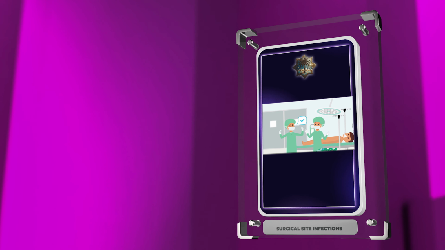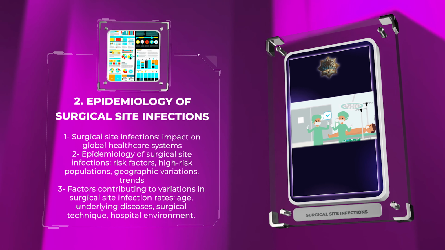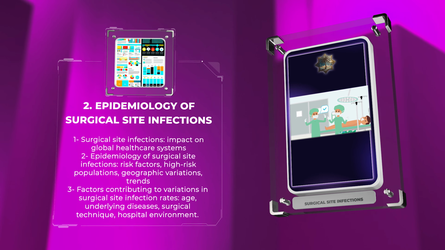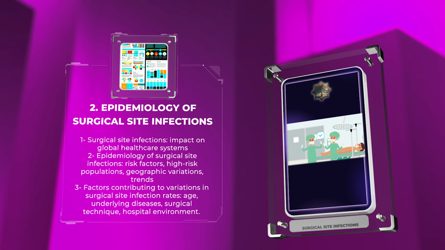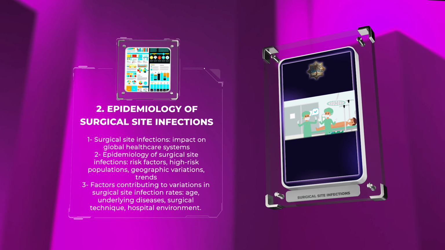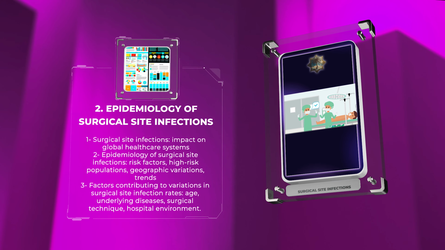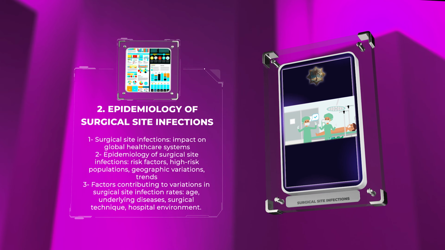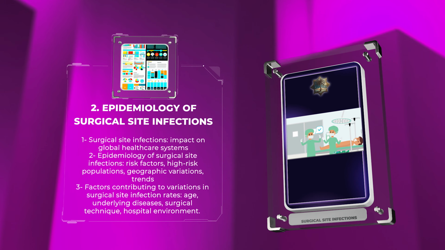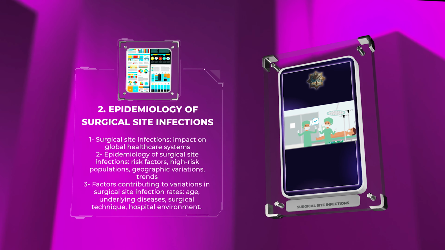Surgical site infections have a significant impact on global healthcare systems. Understanding the epidemiology of these infections is essential for healthcare professionals to develop effective preventive and management strategies. Epidemiological data help identify risk factors, high-risk populations, geographic variations, and trends in SSIs. Factors such as age, underlying diseases, surgical technique, and hospital environment contribute to variations observed in surgical site infection rates across different regions.